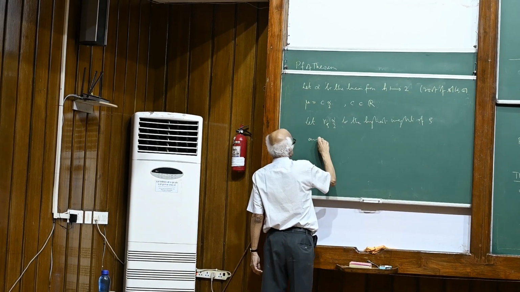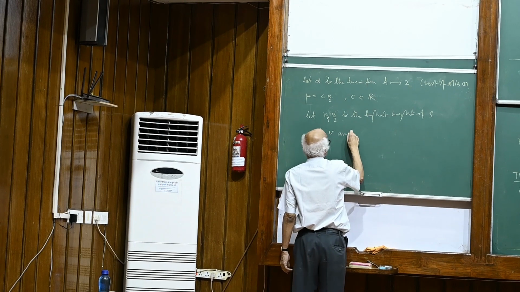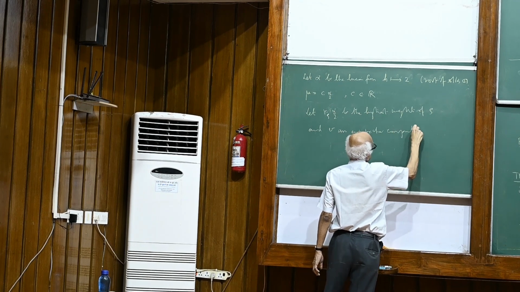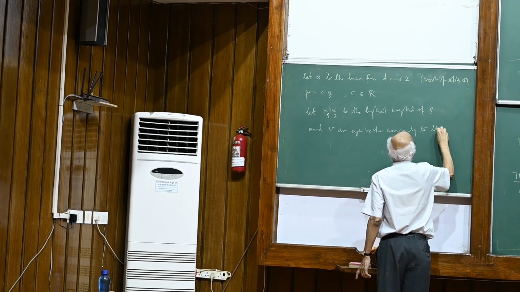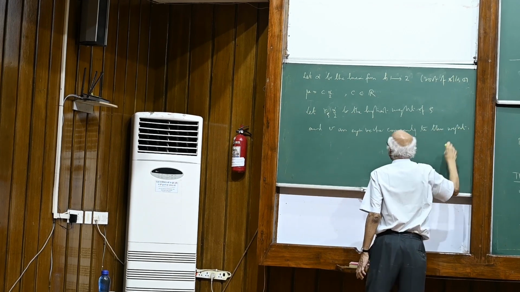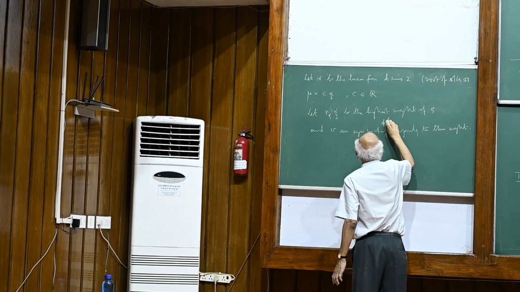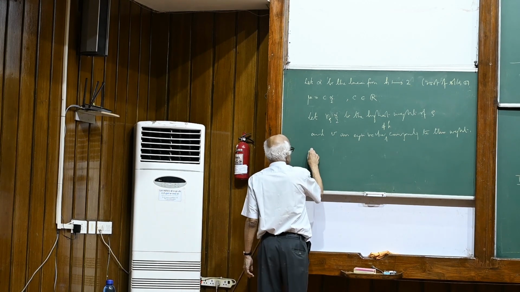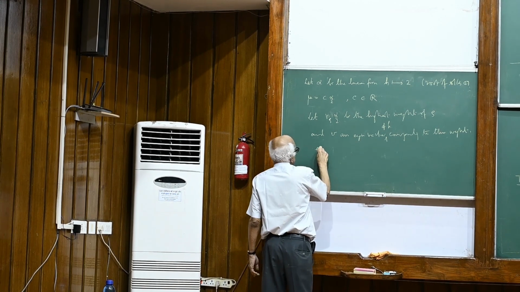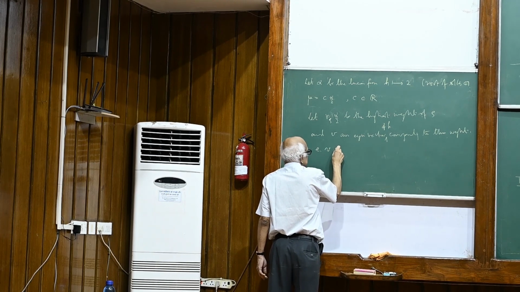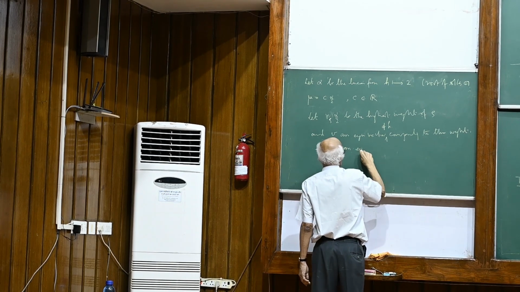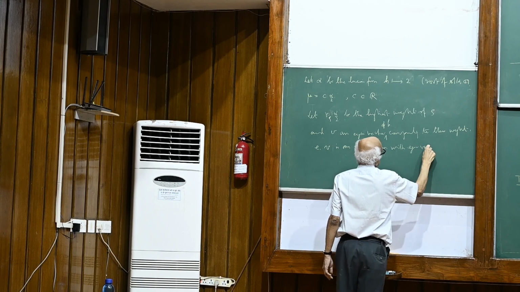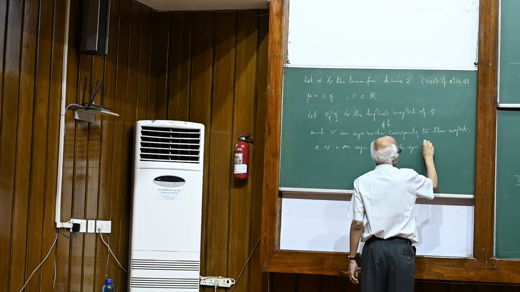And V an eigenvector corresponding to this weight, an eigenvector of H. Then notice first, one has that EV is like an eigenvector with eigenvalue, eigenlinear form.